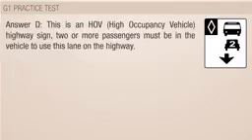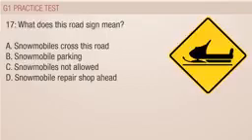Answer D. This is an HOV (high occupancy vehicle) highway sign. Two or more passengers must be in the vehicle to use this lane on the highway. Question 17. What does this road sign mean? A. Snowmobiles cross this road. B. Snowmobile parking. C. Snowmobiles not allowed. D. Snowmobile repair shop ahead.